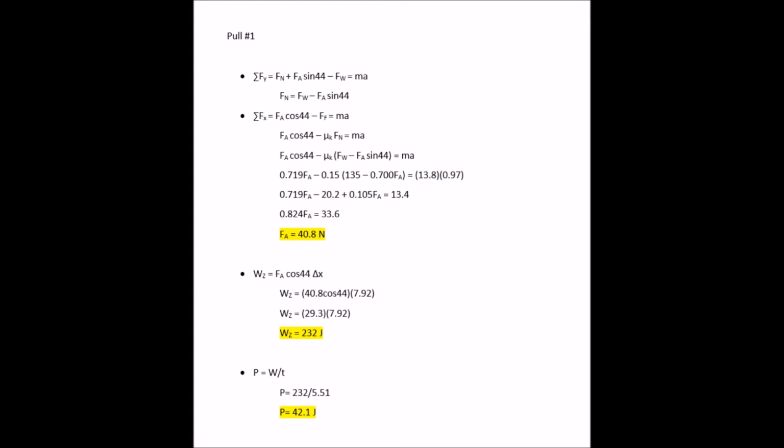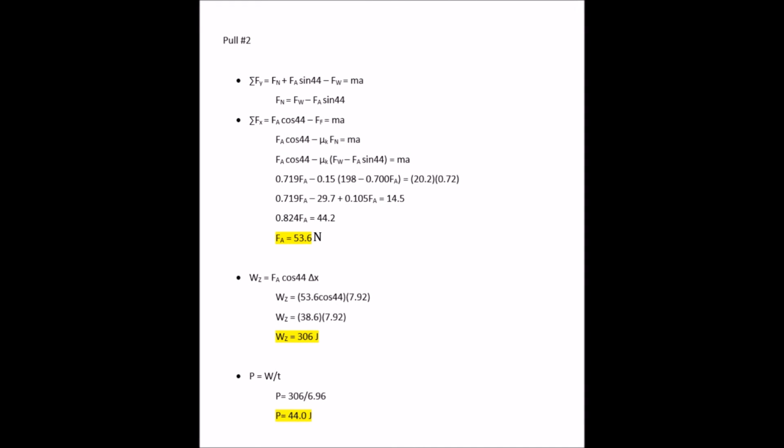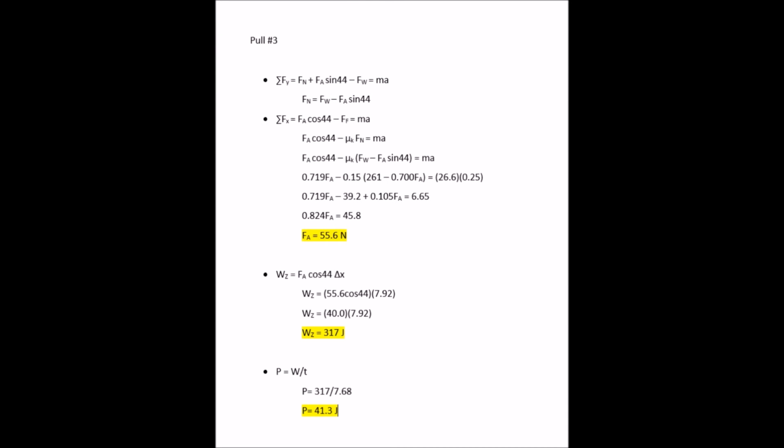1 was 42.1 joules. For the second pull, we got the applied force to be 53.6 newtons, the work done to be 306 joules, and the power to be 44 joules. For the third pull, we got the applied force to be 55.6 newtons, the work done to be 317 joules, and the power done to be 41.3 joules.